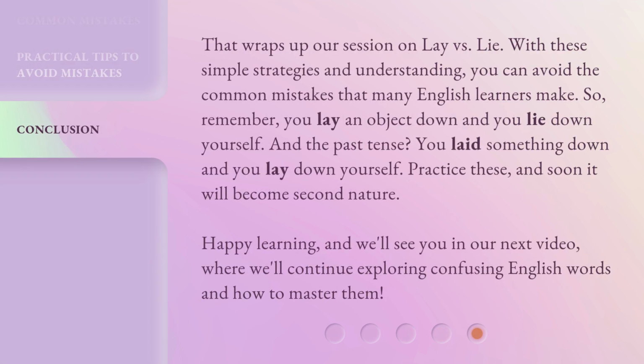That wraps up our session on lay versus lie. With these simple strategies and understanding, you can avoid the common mistakes that many English learners make. So, remember, you lay an object down and you lie down yourself. And the past tense? You laid something down and you lay down yourself. Practice these, and soon it will become second nature.